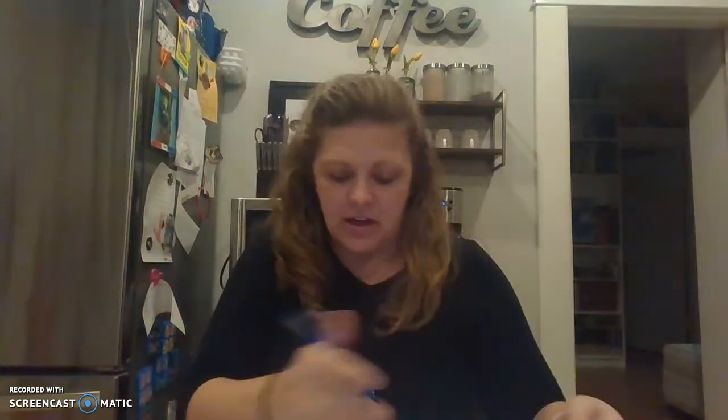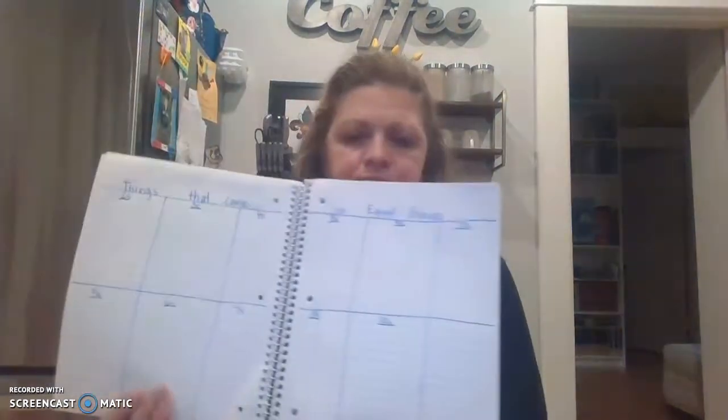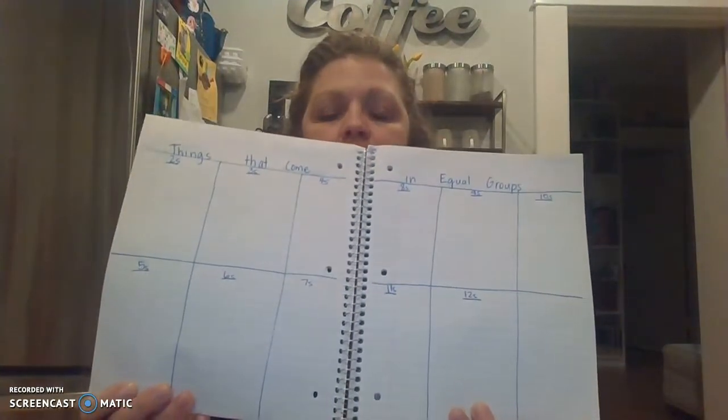Then on the other side, we're going to have 8s, 9s, 10s, 11s, and 12s. Okay, we're going to leave that blank one, or the last one, empty. Okay, so this is what your notebook should look like.